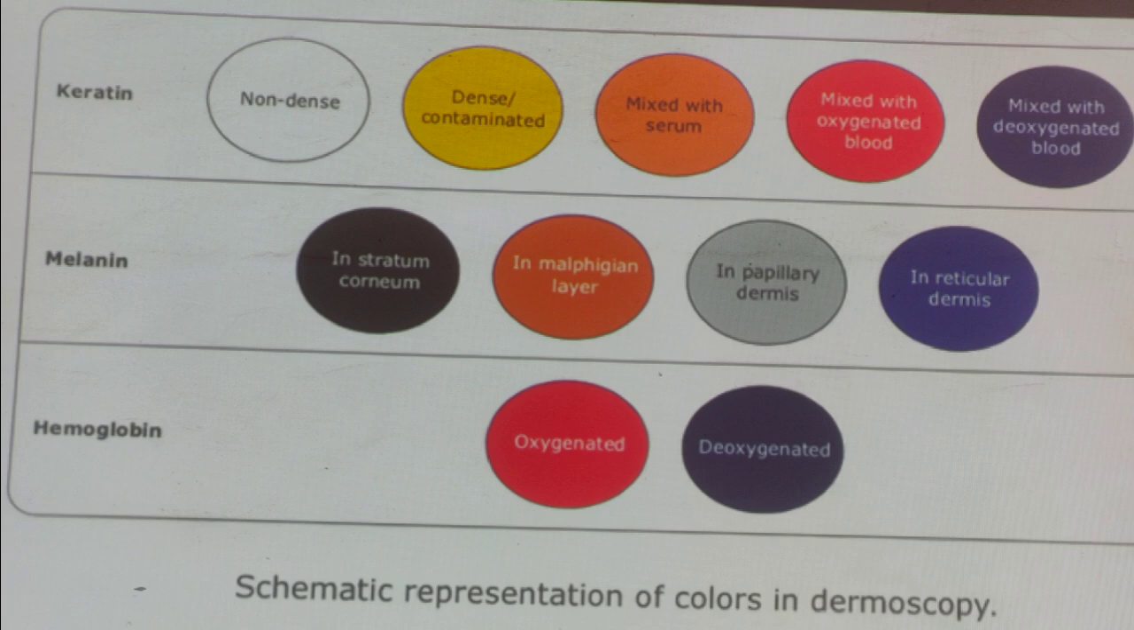And melanin, if it is in stratum corneum, it will look black. In malpighian layer, it may look orange. In papillary dermis, grey. And in reticular dermis, blue. Hemoglobin, if it is oxygenated, it may look red. And if it is deoxygenated, blue.